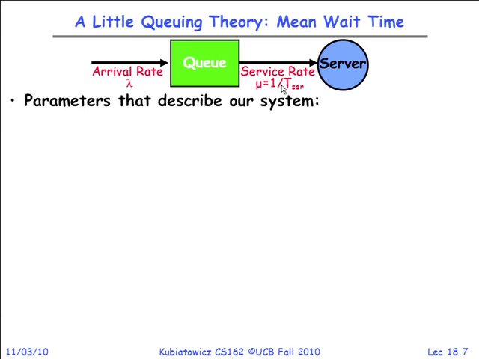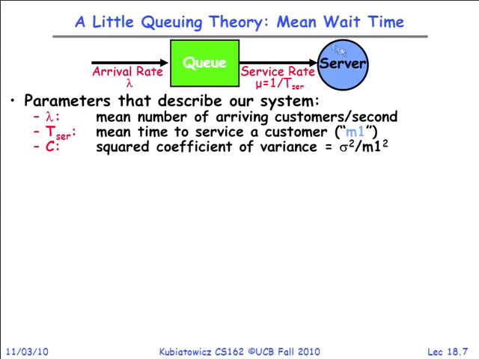Lambda is the mean number of arriving customers per second. T is the mean time to service a customer. That was our M1 from earlier. C is the squared coefficient for the server. So the person behind the counter at McDonald's has a C.